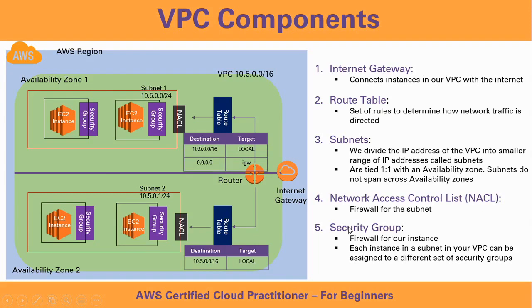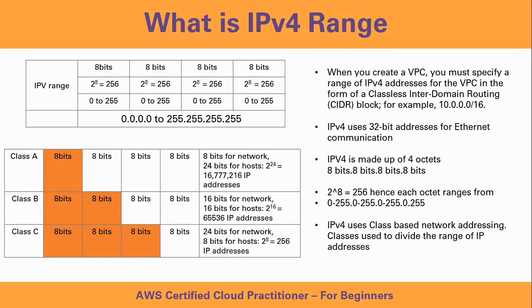When you create a virtual private cloud, you must specify a range of IPv4 addresses for the VPC in the form of a classless inter-domain routing block, also known as a CIDR block. To understand what this means, we need to first understand what is IPv4 range.